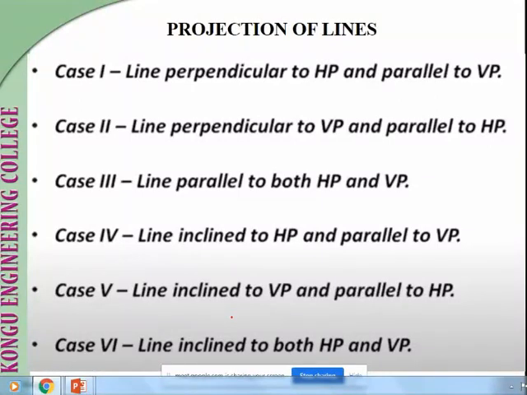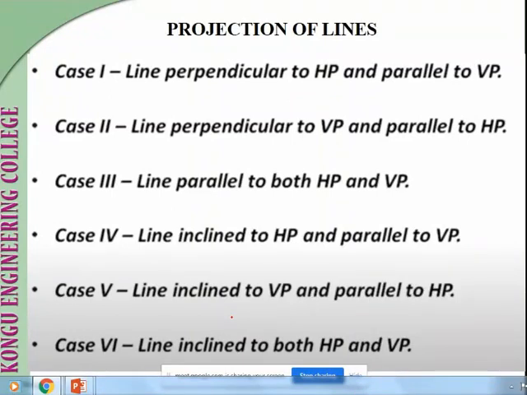From this topic onwards, we are going to focus only on the first quadrant, that means only on first angle projection. We will not consider the second, third and fourth quadrants. The fourth case is a line inclined to HP and parallel to VP. The fifth case is a line inclined to VP and parallel to HP. The final case is very important, and you can expect the sixth case problem in each and every exam.